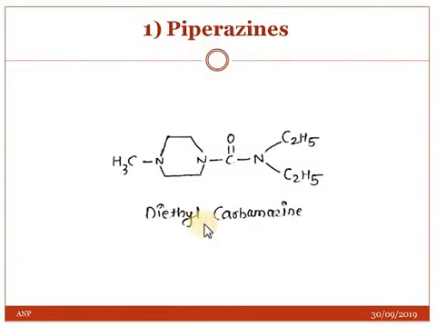Piperazines, for example, diethylcarbamazine. It is an orally active agent belonging to the piperazine category. It acts by sensitizing the microfilaria so that they become phagocytosed by fixed tissue macrophages.